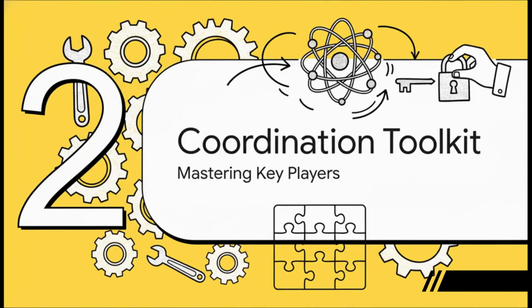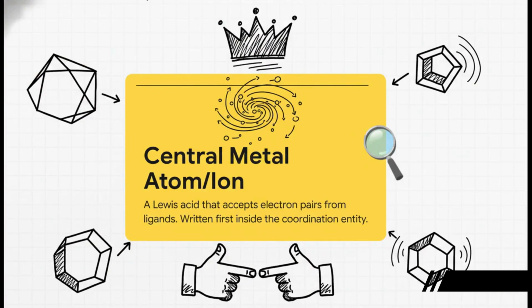Okay, to crush any question from this chapter, you need a solid toolkit. And really, it just comes down to understanding 2 main players. Once you get their roles down, you'll be able to solve pretty much anything they throw at you. Let's break them down. So first up, meet the king of the complex, the central metal atom. It's usually a transition metal, and it's always written first inside the brackets. What's its job? Simple. It accepts electron pairs. It's a Lewis acid. This guy is the boss. It's the one calling all the shots, dictating the geometry, the magnetic properties, basically all the important stuff.